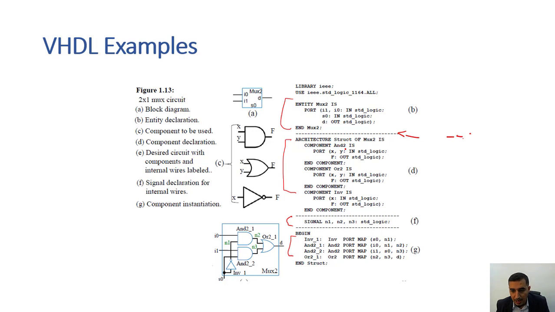So I'm going to call AND2, OR2, and inverter. Remember, all of these components need to be added in your project in the beginning. After calling these components, you can say component AND2 is, and you give the ports. Next step is to declare your signals. I have N1, N2, N3 as my signals. Once I declare the signals and give them a type, which is standard logic, I start begin.